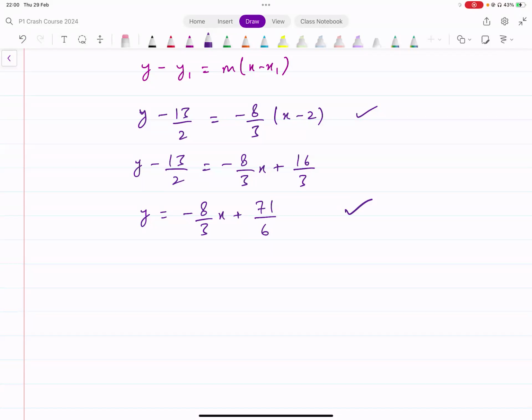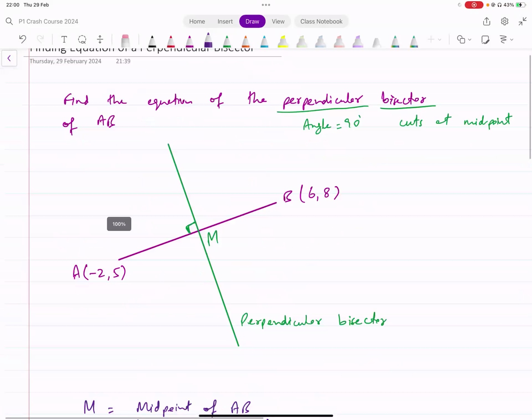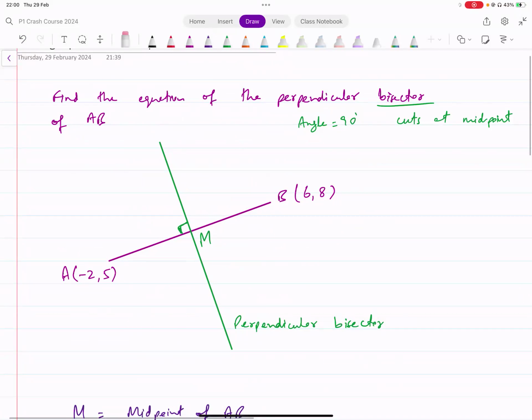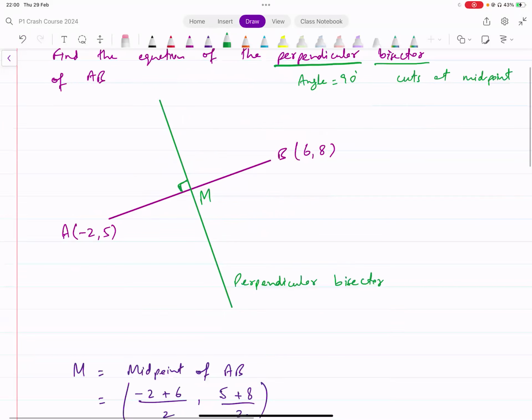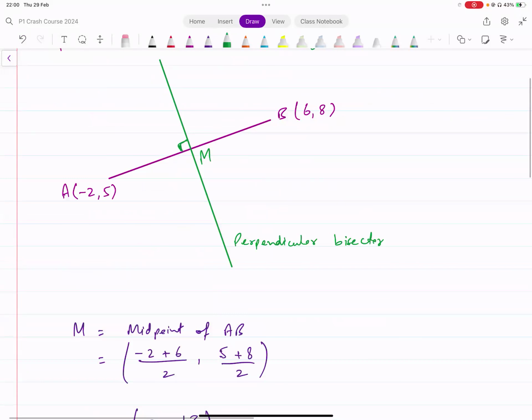So how do you find the equation of a perpendicular bisector? Perpendicular bisector means it's a line that is at an angle of 90 degrees to that original line. Bisector means it cuts that line at the midpoint. In order to find the equation of a line, you need two things: a point and gradient. Point you can find using the midpoint formula, because that midpoint lies on the perpendicular bisector.